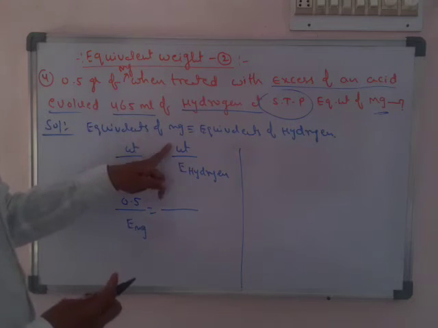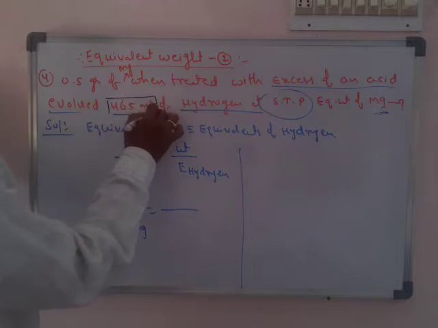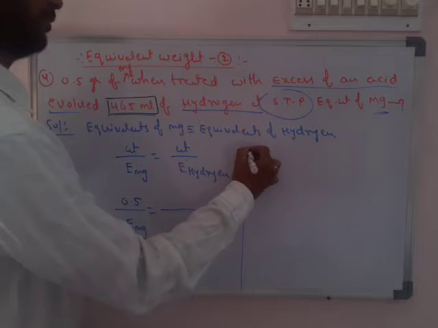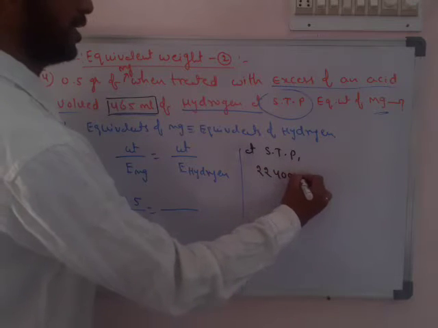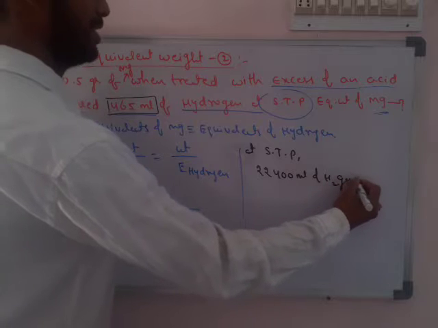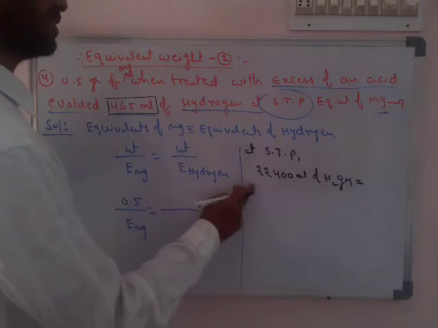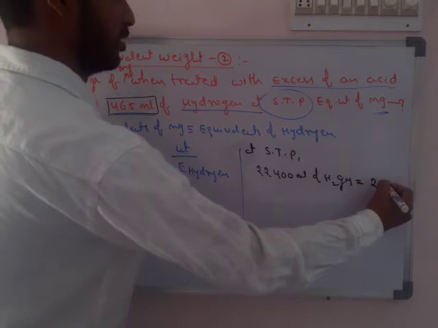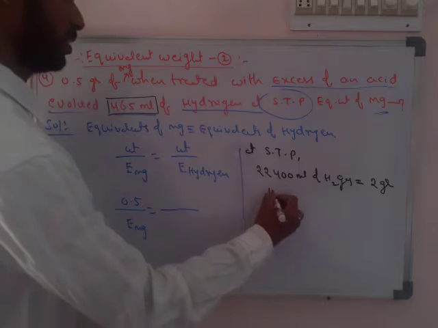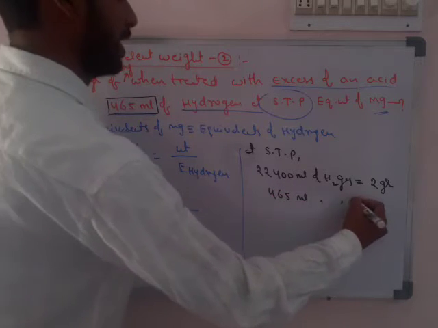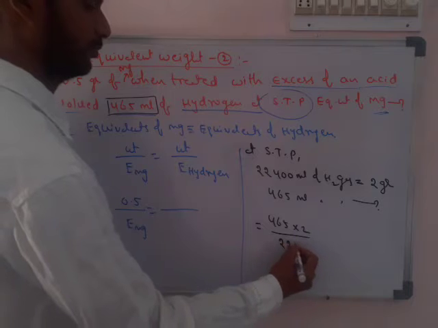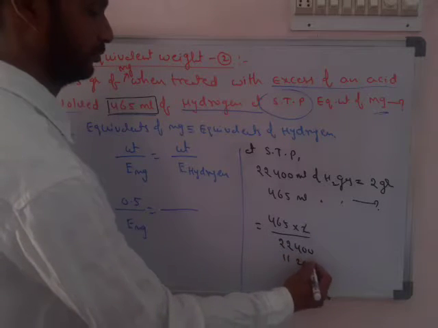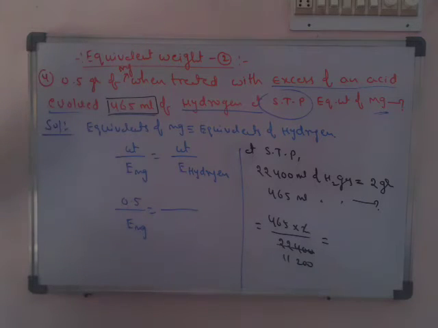We have to find the weight of this hydrogen, which is given in terms of milliliters at STP. So we know that at STP, for any gas, not only this gas, 22,400 milliliter occupies its molecular weight. Then what about 465 milliliter of H2 gas, versus how much mass? On this calculation, approximately we will get 0.04152.